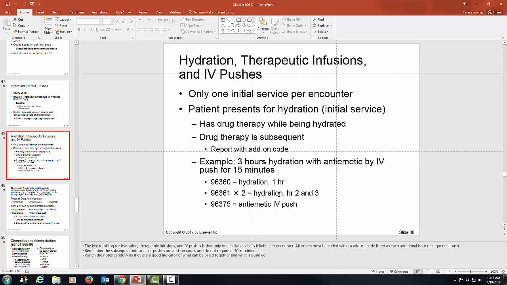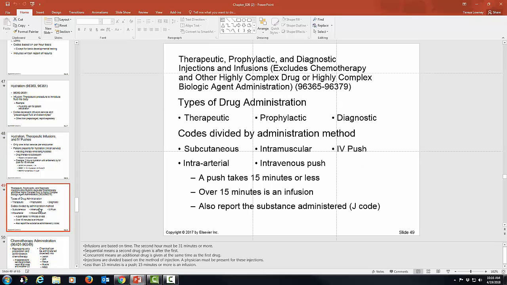So make sure that you're looking at your time, your hydration for 1 hour. Your second one is for hydration hour 2 and 3, and then if there's a push, okay? Therapeutic, prophylactic, and diagnostic injections and infusions. This includes all of your chemo, and so you need to make sure that you're paying attention to those. Less than 15 minutes is a push, okay?